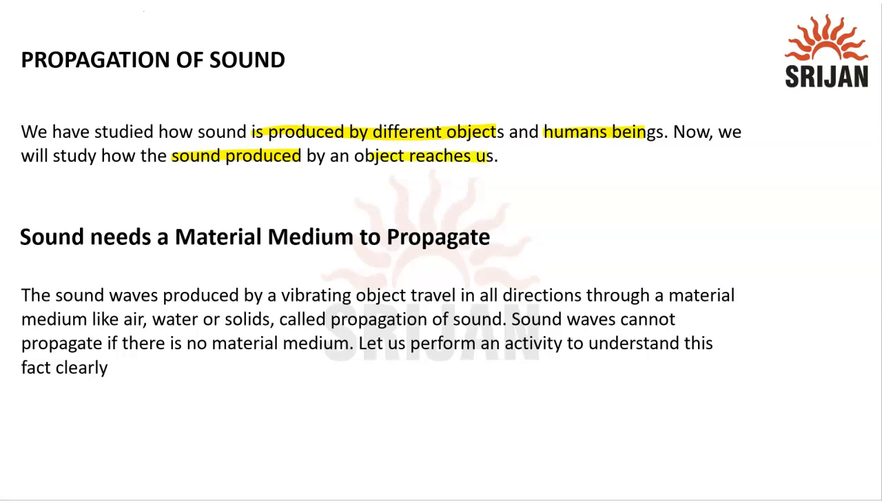So, sound, first of all, needs a material medium to propagate. Means sound needs something, which is called a medium, in order to travel. The sound waves produced by a vibrating object travel in all directions through a material medium like air, water, or solids. This is called propagation of sound or simply traveling of sound. Sound waves cannot travel if there is no material medium like air, water, or solid.